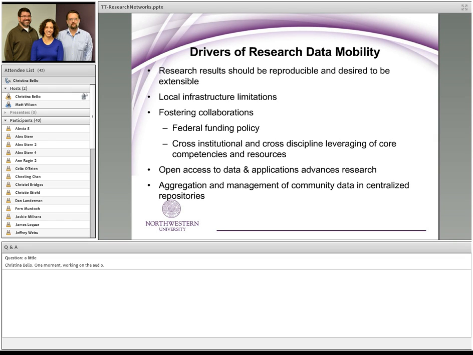Another reason why we foster collaboration is the fact that the core competencies and resources are cross-institutional and cross-discipline. And researchers understand this very well, and they try to leverage them at any opportunity possible. An additional 2 points is that data and applications that advance research benefit from open access, which means the researchers should be able to go and grab a scientific data set from some central repository in order to do something with it. Those data sets typically are the effect of aggregating the data in community data sets or centralized repositories.